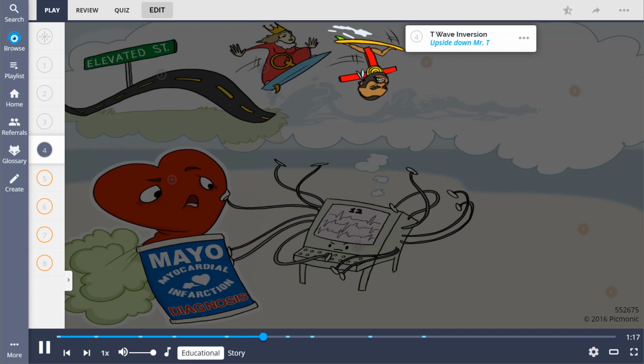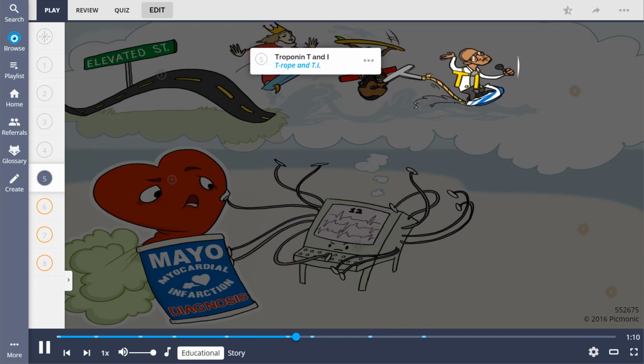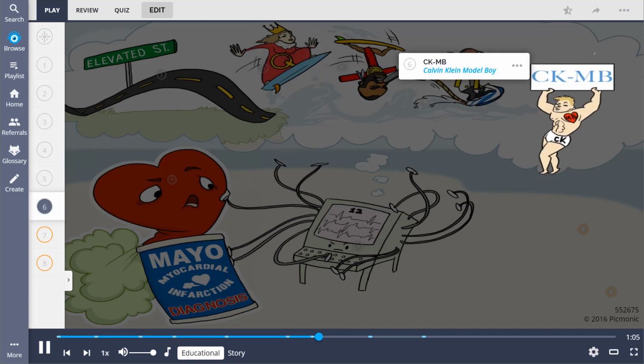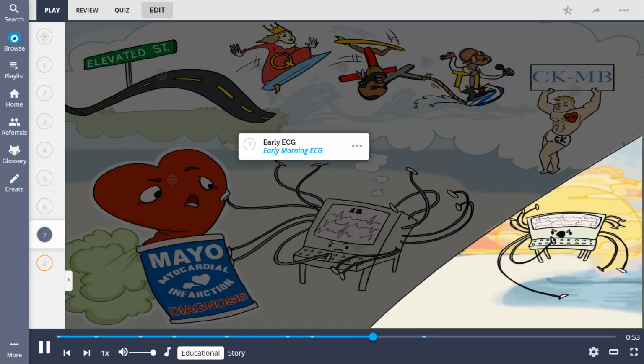In addition to an ECG, a blood test can check for certain biomarkers to aid in diagnosis. This includes cardiac-specific troponin T and I, shown by the T-rope TI, and CKMB levels shown by the Calvin Klein model boy, which is an isoenzyme that increases in the event of myocardial injury or infarction about 3 to 6 hours after symptom onset. Because early identification of an MI is key to treatment, obtaining an early ECG shown by the early morning ECG allows for the earliest identification of myocardial ischemia.